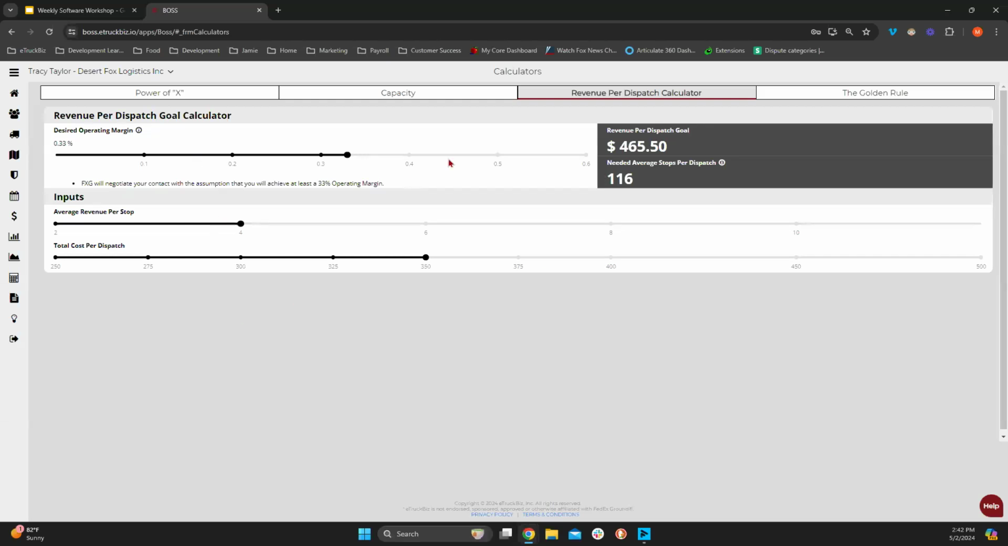Any questions about this revenue per dispatch calculator, or this needed average stops per dispatch question? Questions about that? Or would you like me to put in your total cost per dispatch so you can see what your number is? Because I can do that as well. And your average revenue per stop, because we can put those in and get your number right here, so you can tell your manager today.